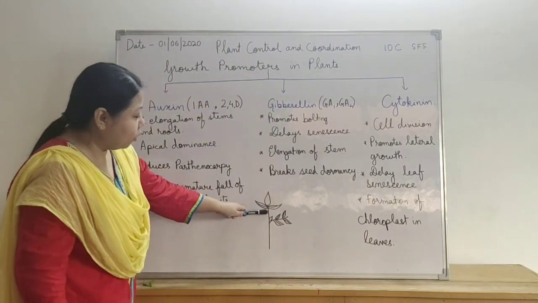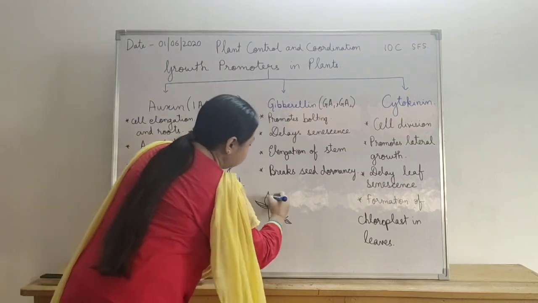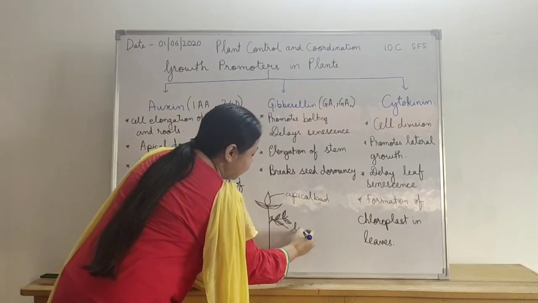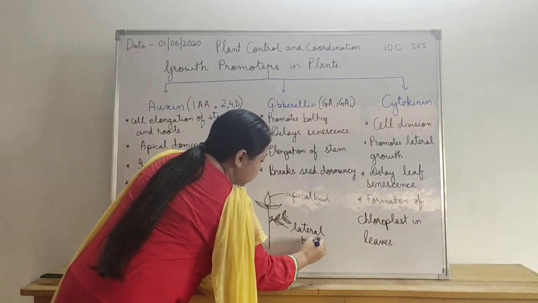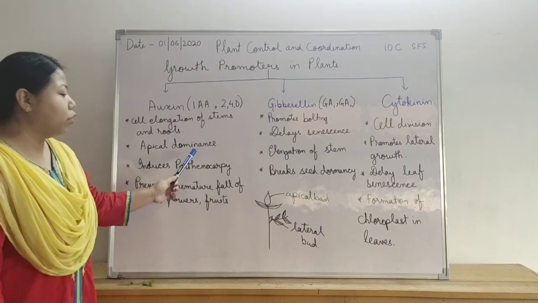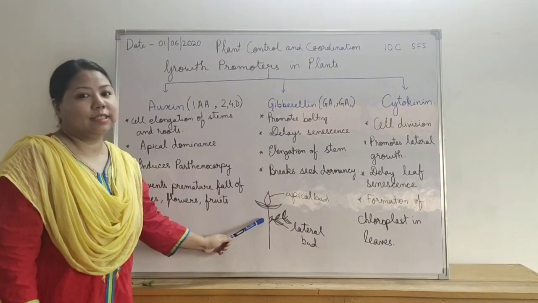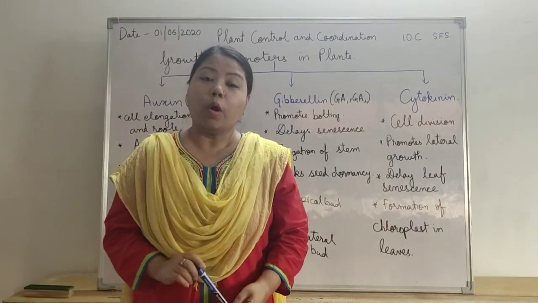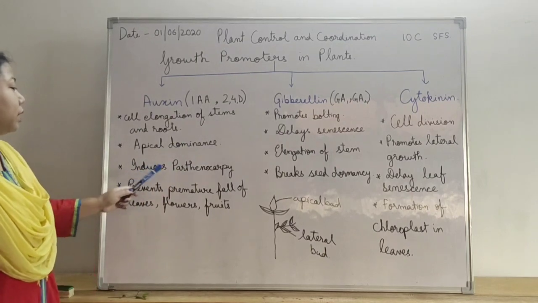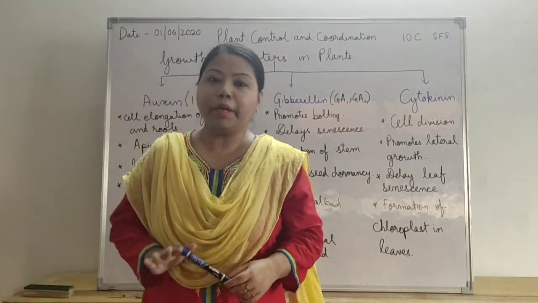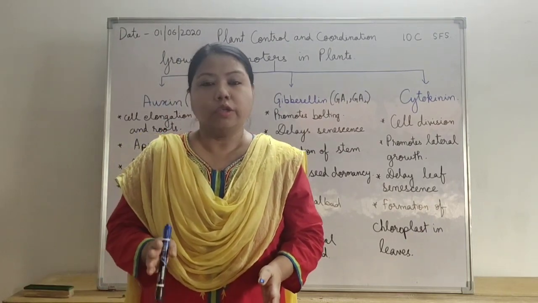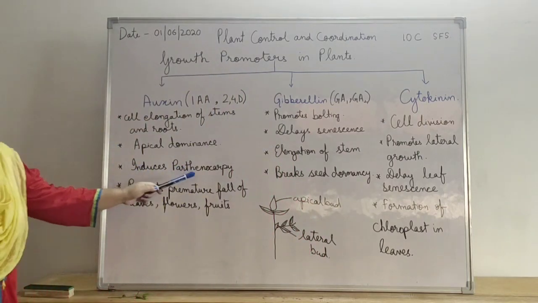So here I have drawn a diagram also. So this is the apical bud and this is the lateral bud. So due to the production of auxin, yes, apical dominance is seen in the plant. Fine. Auxin, apart from apical dominance, also induces parthenocarpy. Parthenocarpy means the production of fruits without fertilization. So, auxin helps or induces parthenocarpy also.